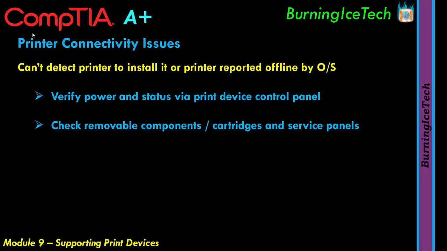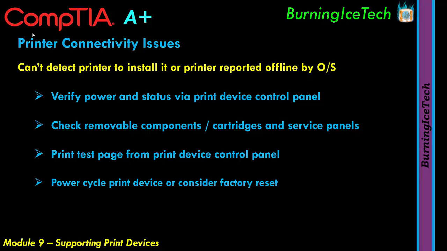The third item you can move on to is to try and print a test page from the print device control panel, assuming of course the printer is able to turn on. So if it's able to turn on but you just can't connect to it, see if you can print a test page from the printer directly. A lot of these printers have a function where you can go onto the control panel and print a test page from there instead of doing it from your computer. If they're able to do it from there, then you know it really is some sort of connectivity issue.